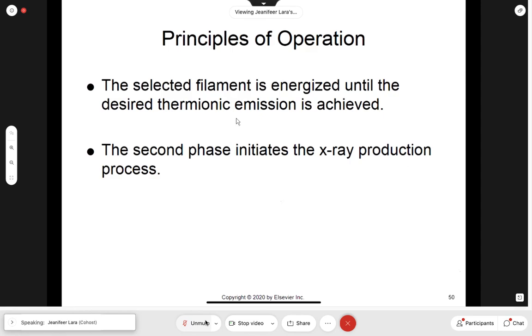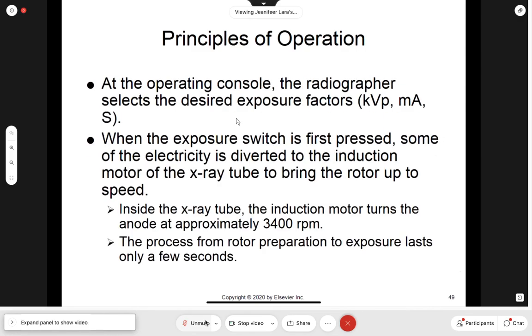Go ahead. Can you repeat the steps for the first phase? Okay. On the first phase, some of the electricity is energizing the anode side, and we are energizing the induction motor to spin the anode disc up to about 3,400 RPMs. On the cathode side, same phase, we are doing thermionic emission. So the induction motor is activated in phase one, as well as thermionic emission.